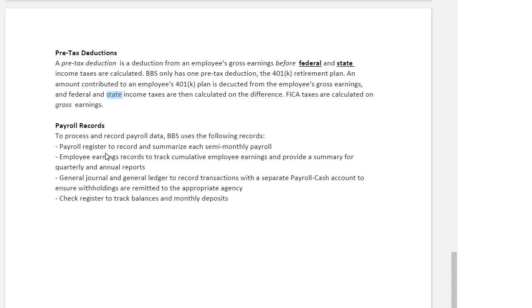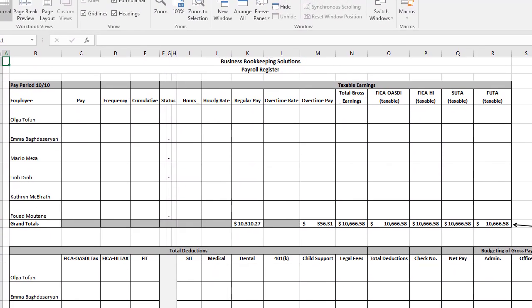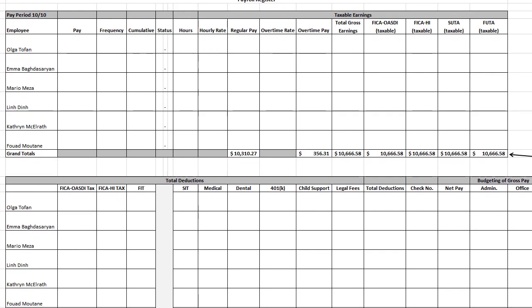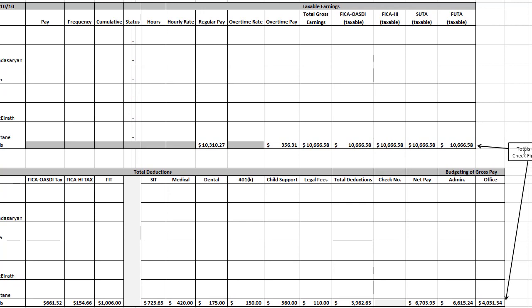And then finally, to process and record payroll data, BBS uses the following records. They use the payroll register to record and summarize each semi-monthly payroll. So this is what the payroll register will look like. Of course, your employees will differ. This is a blank payroll register. And notice I'm giving you total check figures. So these totals here should be the totals for whatever you calculate up here. That's a good way to check to see if you're on the right track.